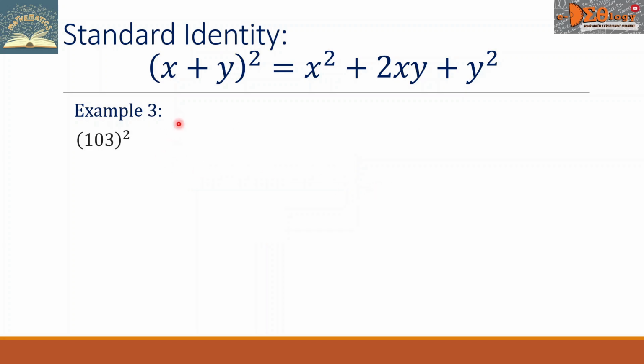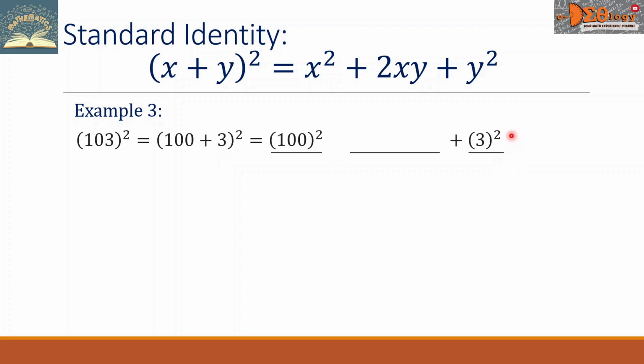For example 3, let's consider the square of 103. Note that this 103 can be split into 100 plus 3, then we put the square. Now we can use our identity to get the answer. So we write 3 blanks to represent the answers for this expression. For the first blank, we take 100, then we write square. For the last blank, the number 3 here, we write a square. In the middle term, we multiply 100 by 3, then times 2.